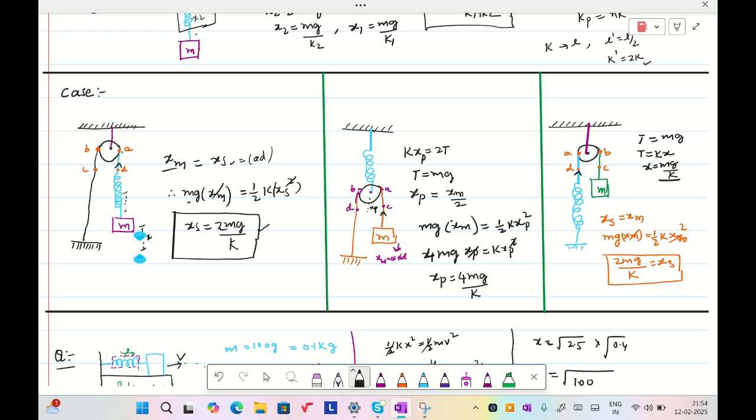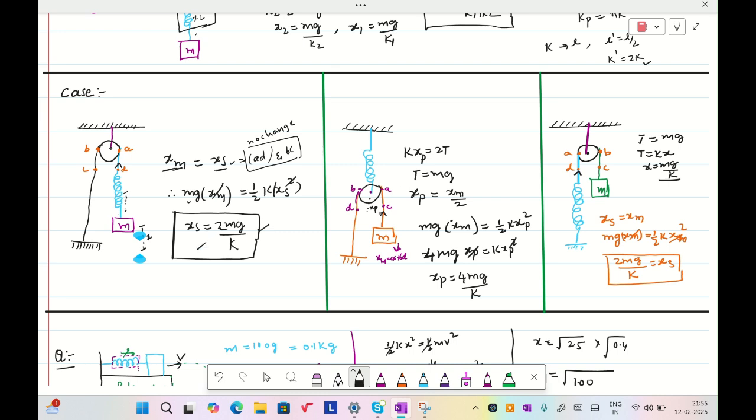Therefore, here however much mg moves down, the AD length also moves the same distance down. So AD is constant here, the string will not extend, only the spring will extend. I hope you got clarity why the extension in the mass and the extension in the spring are equal in this case. Here the pulley is not movable and the string is not extensible. Therefore, AD and BC will not change, no change. So however much the mass moves down, the same displacement takes place in the spring also. That's why this is the answer.